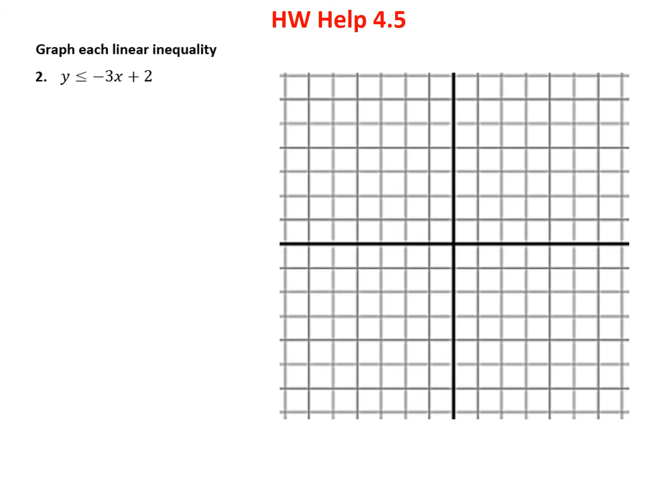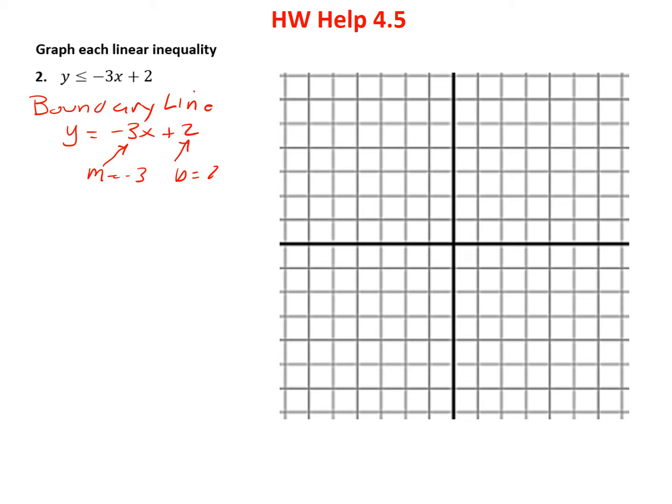Problem 2 asks us to graph each linear inequality. Well, the first thing we do with a linear inequality is we graph what's called the boundary line. Now the boundary line is simply the line if I got rid of the inequality and just made it an equation, y equals -3x plus 2. So I know from my linear studies last unit that this is my slope, -3, and this is my y-intercept, 2.